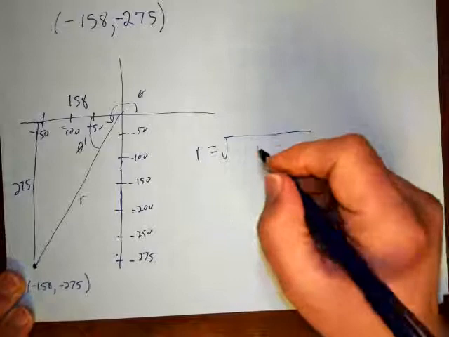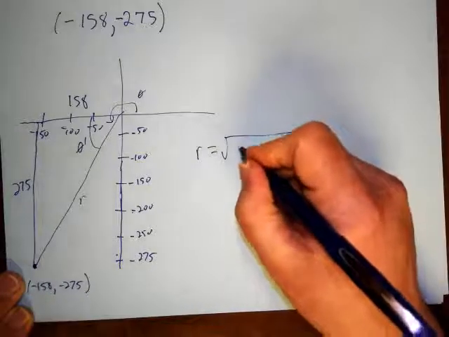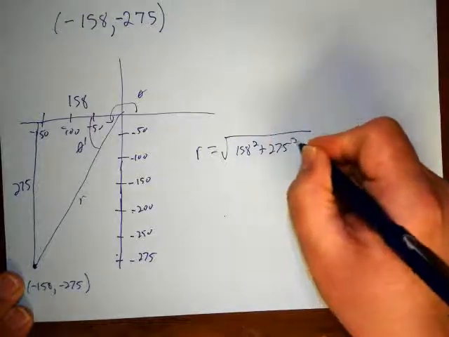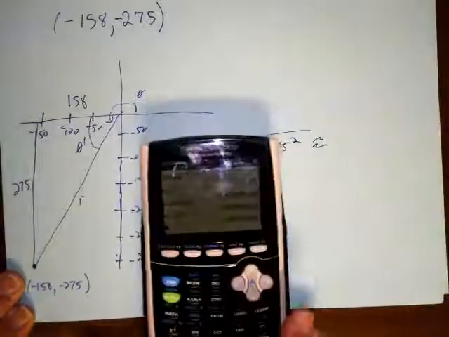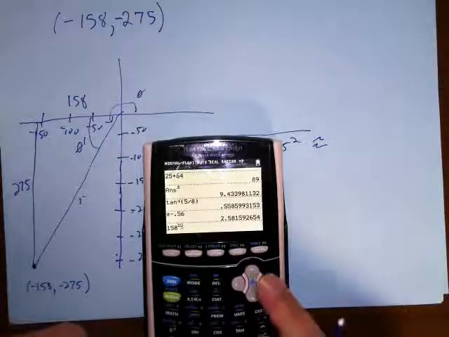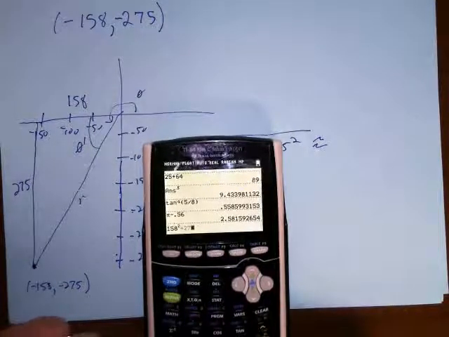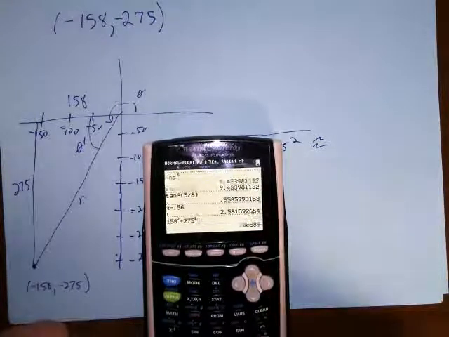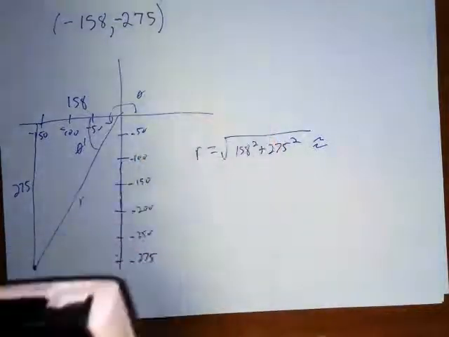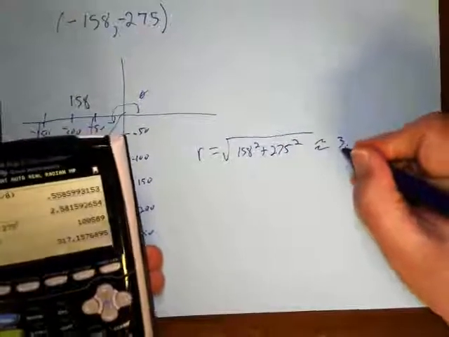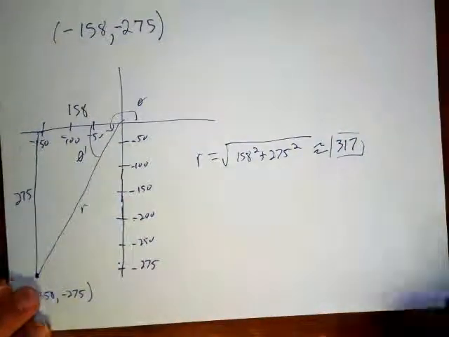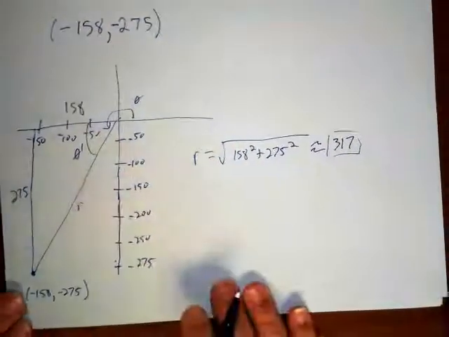And so now I get 158 squared plus 275 squared. I'm going to take the square root of that. So 158 squared plus 275 squared, take the square root of that, and that is like 317. We'll just round to the nearest whole, 317 approximately. So that's what this r is, 317.